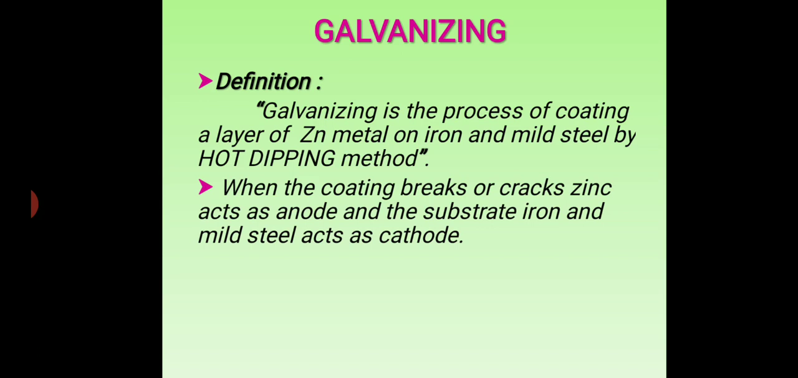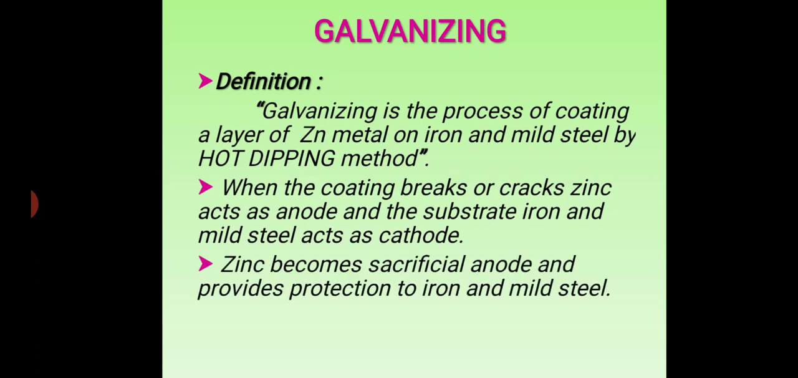Now here if we are giving a coating of zinc on iron, if the coating breaks or cracks, zinc acts as anode and the substrate iron and mild steel acts as cathode. Now here zinc acts as anode and any substrate metal, if it is iron or steel, it acts as cathode. Then what happens? There will be large cathodic area and small anodic area, but anode undergoes corrosion protecting cathode. Hence zinc becomes sacrificial anode in this particular case.